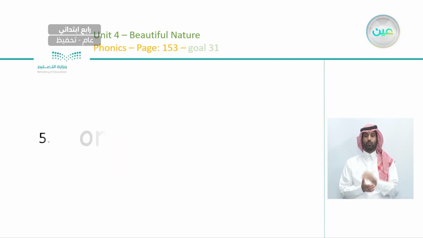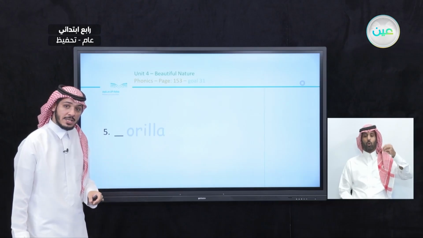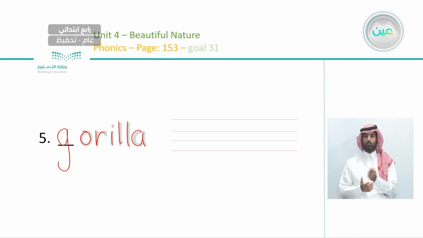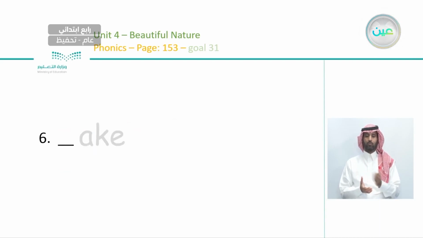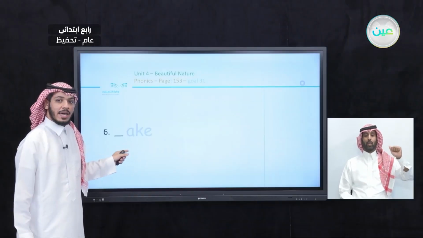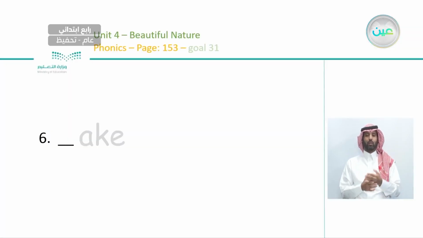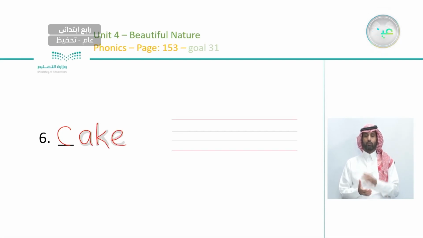Okay, number 5, orilla. Is it C or G? Yes, G. Why? Because it's what? Gorilla. Excellent. So this is gorilla, and you can write gorilla in there. Okay, number 6, ake. C or G? C. Why? Because it's cake. Excellent. So cake. Then you can write it down there.